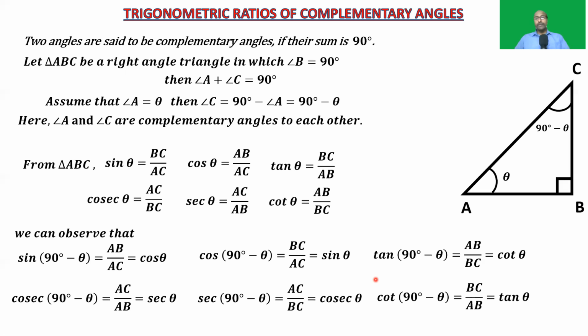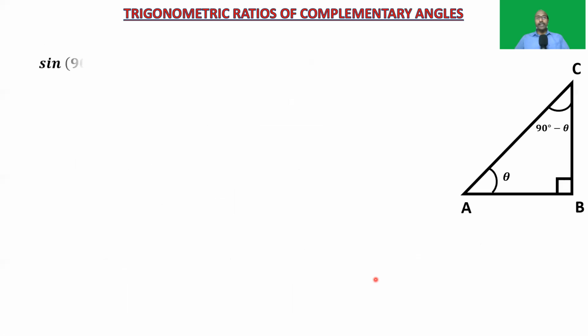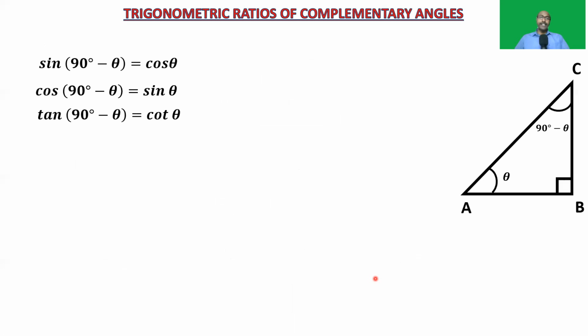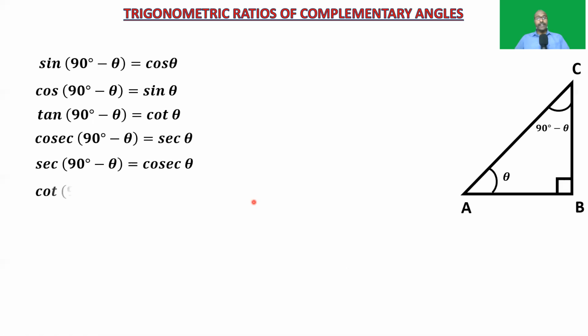So students, from this we can conclude that sine of 90 degrees minus theta is equal to cos theta, and cos of 90 degrees minus theta is equal to sine theta. Tan of 90 degrees minus theta is equal to cot theta, and cosec of 90 degrees minus theta is equal to sec theta. Sec of 90 degrees minus theta is equal to cosec theta. Cot of 90 degrees minus theta is equal to tan theta.